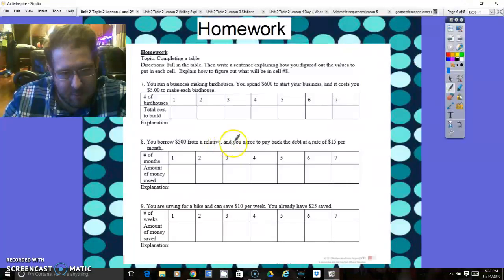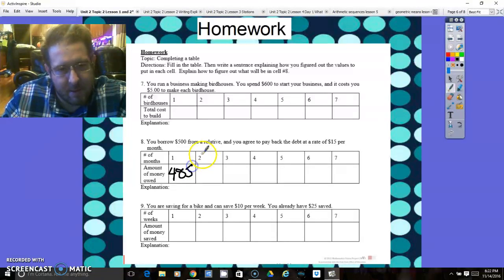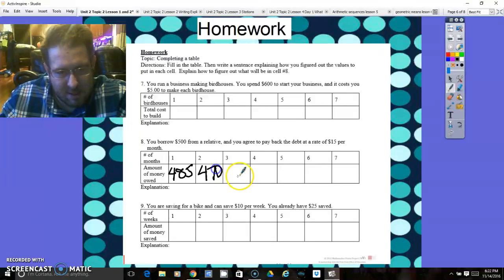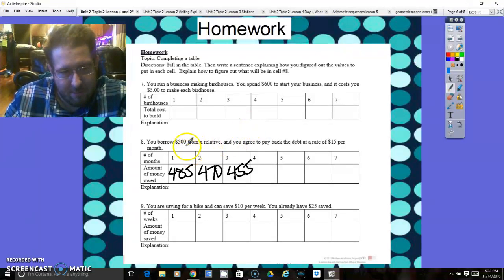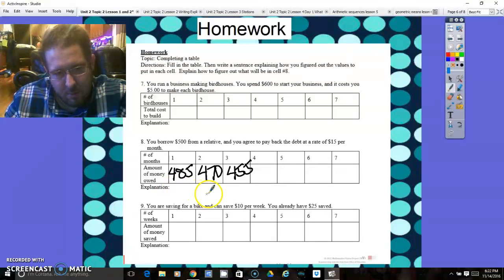So you borrow $500 from a relative and you pay them back $15 per month. So after 1 month, now you owe them $485 because you owed them $500 minus the $15 that you paid. And then $470, and then $455, and so forth. Keep subtracting 15. Well, actually, you're adding negative 15. So I would have said that I started with $500 and I subtracted 15 for each month I paid.